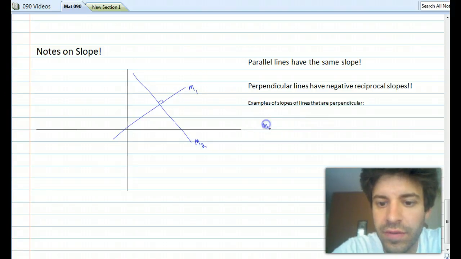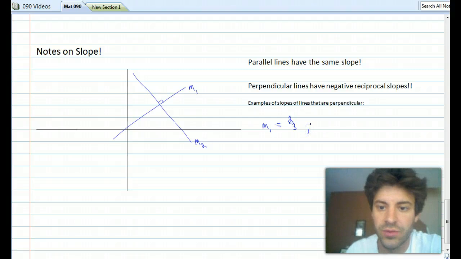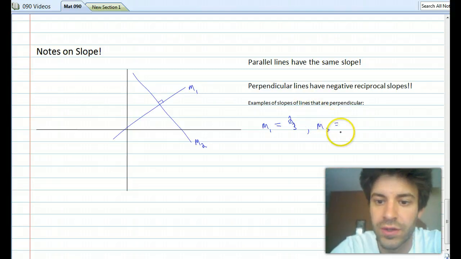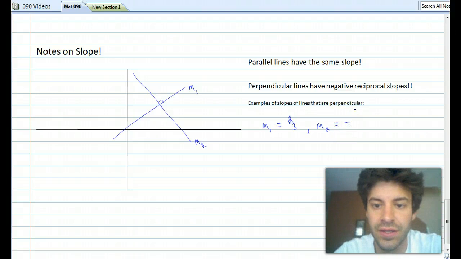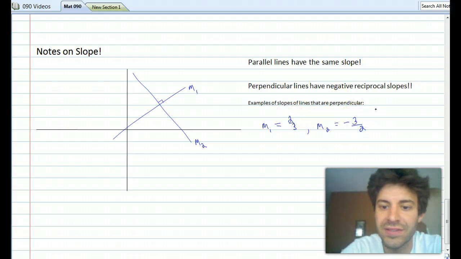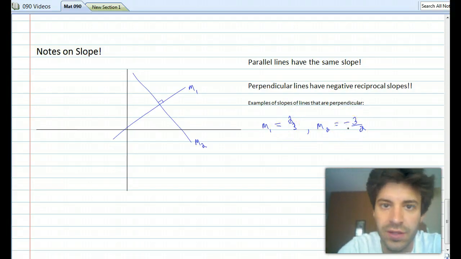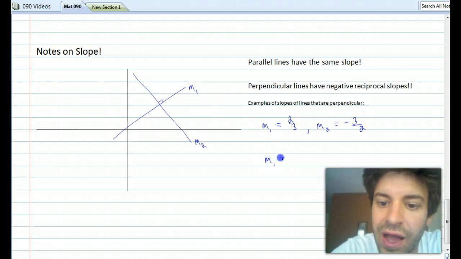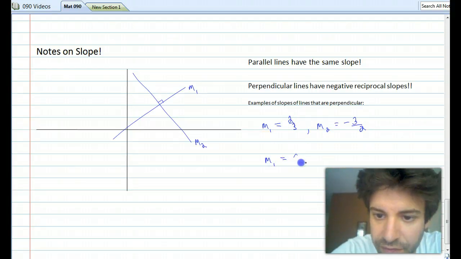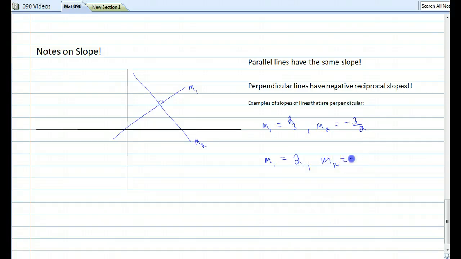So if slope 1 happened to be, let's say, 2/3, then a perpendicular line would have a slope that was the negative of that and also the reciprocal. So the reciprocal of 2/3 is 3/2. Two lines that have a slope of 2/3 and negative 3/2 are perpendicular to each other. Let's look at another example. Let's say the slope of the first line is 2. Then the slope of the second line would be negative, and the reciprocal of 2 is 1/2. So those two lines would have perpendicular slopes.